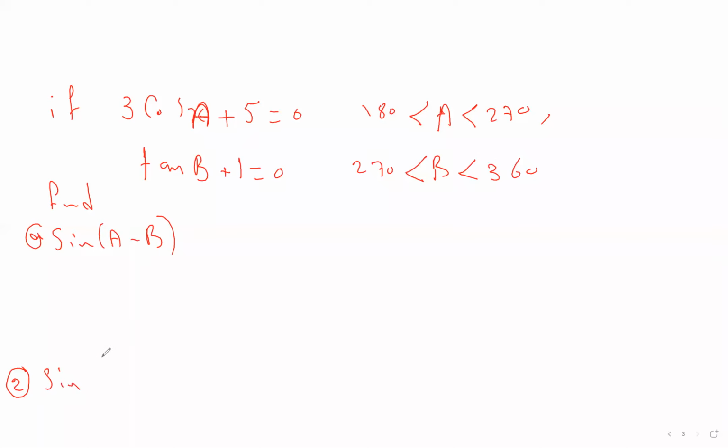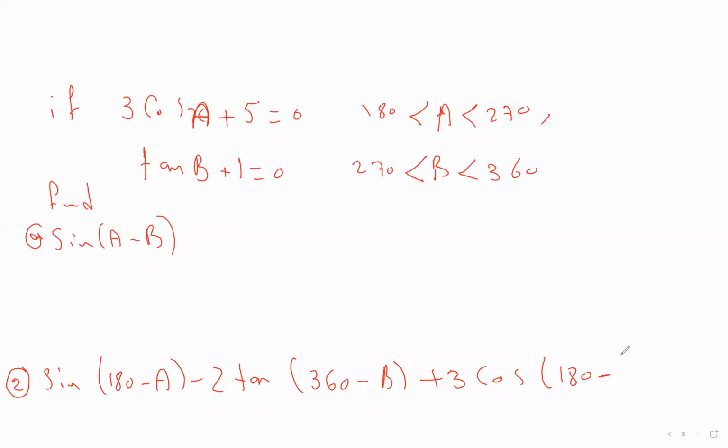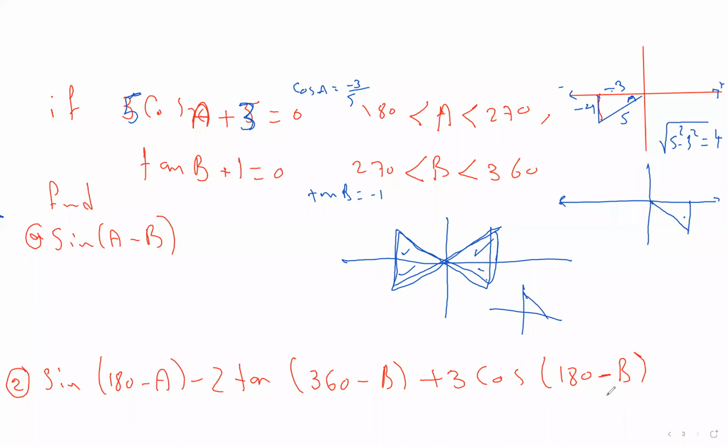Number 2: sine 180 minus A minus 2 tan 360 minus B plus 3 cosine 180 minus B. Okay, I will take the attendance until we solve these. The graph must be in this figure, like the butterfly figure, and the graph should not make the sides x and y together.